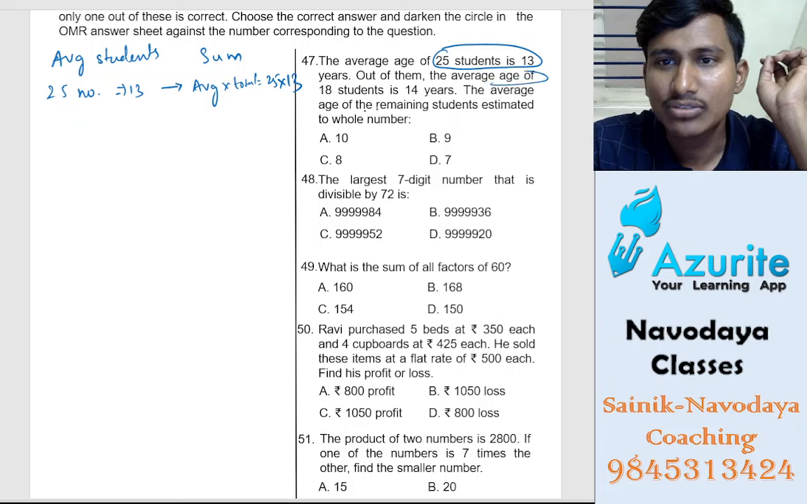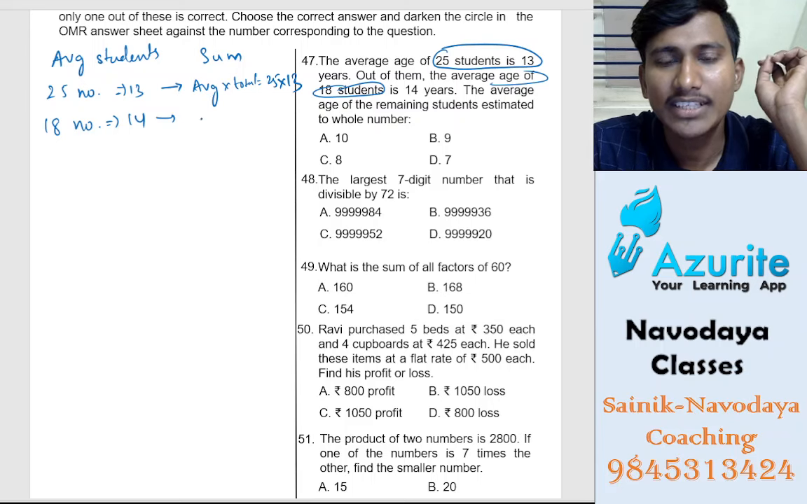Now next is the average age of 18 students. The number of students is 18, and the average is 14. So to find the sum, we multiply average into total number. That is 18 into 14.